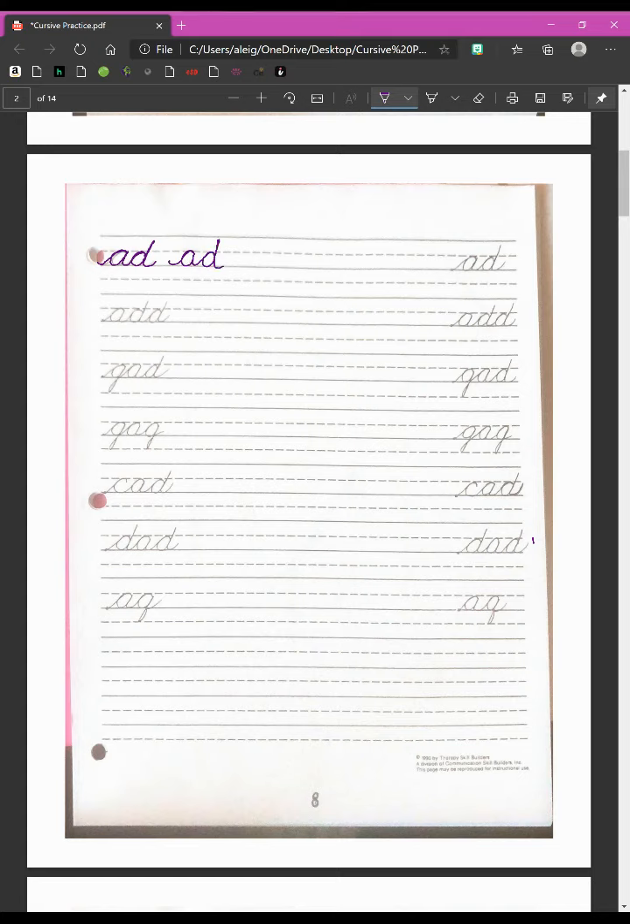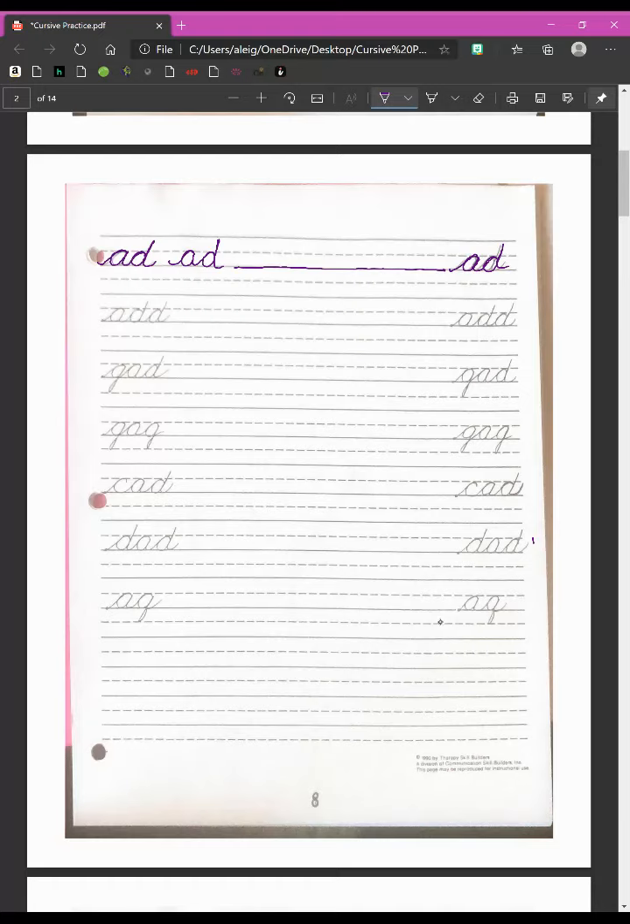Pause my video because now you need to write all the way down to this word add. You need to start at the baseline down here, curve around, and trace it one more time, please. After you finish writing add, A-D, like an advertisement, get ready, we're going to move down to add, like we add sums together in math.